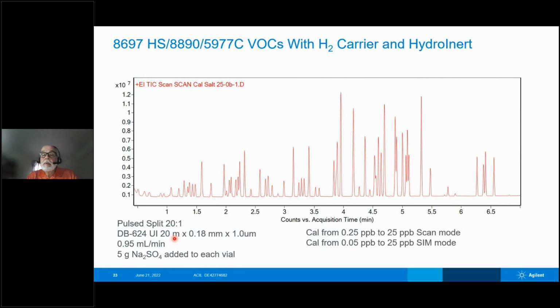Okay, I wanted to quickly mention the volatile organic compounds. In this case, this is some work that I did with a headspace unit and used hydroinert. So this is an 80 compound volatiles mix. And in this case, I'm using pulse split with a 20 meter 0.18 mm column. If you switch to hydrogen, you will probably end up with a 20 meter 0.18 column. That's a real good fit for the viscosity of hydrogen. And about 0.95 mL per minute. And I used sodium sulfate to salt out the volatiles, and a calibration from 0.25 up to 25 for the scan mode, and 0.05 up to 25 for SIM mode.